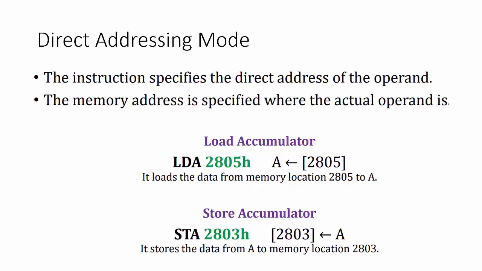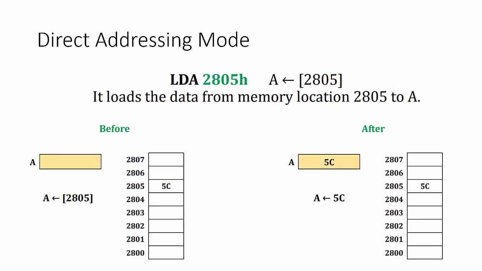Okay, another example, STA means store accumulator. STA 2803H means whatever contents are present in the accumulator will be stored into the location 2803H. It is the main memory location. We can see the same example via this figure. Again, this figure is divided in two parts. First one is the left part, that is before execution of the instruction. Another is the right side part, that is after execution of the instruction.